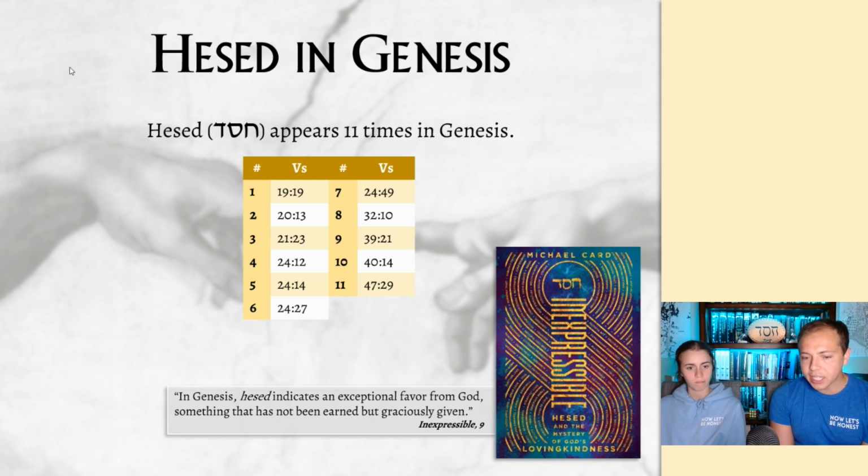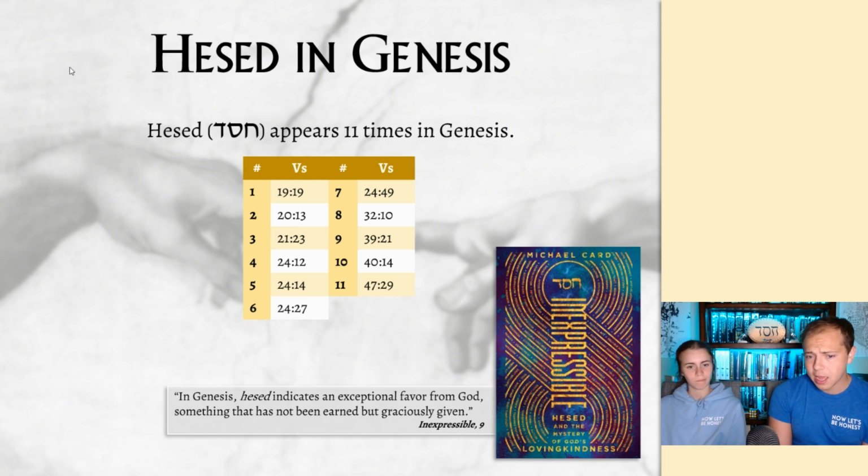So you can see it takes a while for us to actually mention Hesed in Genesis. That's what I was thinking, yeah. We don't get it until chapter 19, but once it shows up, it starts showing up more and more frequently, to where the back half of this book is filled with Hesed.